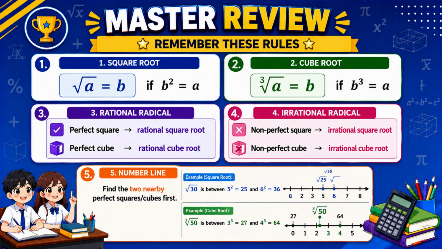Here are the most important rules to remember. Perfect squares and perfect cubes give rational roots. Non-perfect squares and cubes give irrational roots. To locate a radical, compare it with nearby perfect squares or cubes.